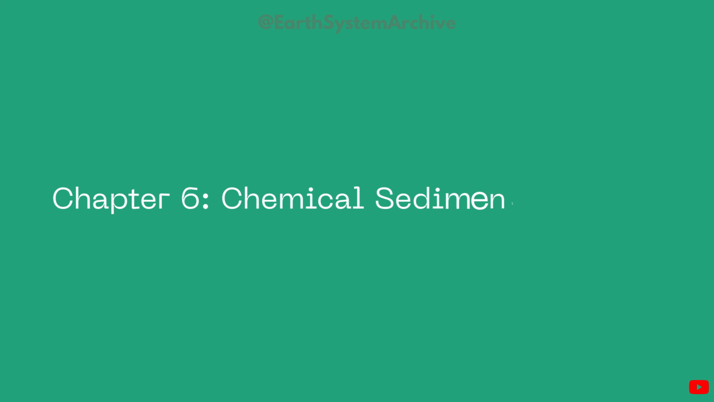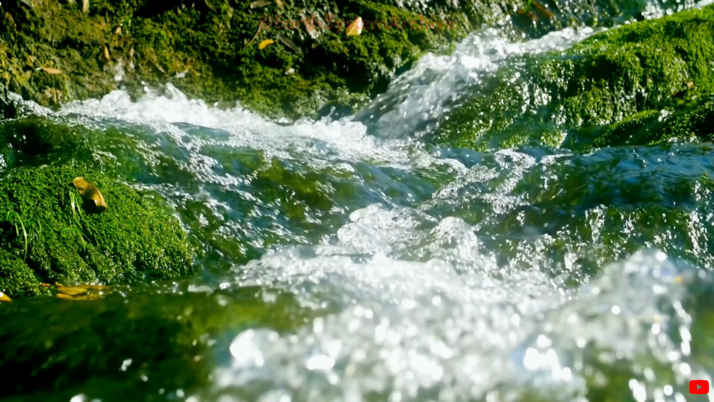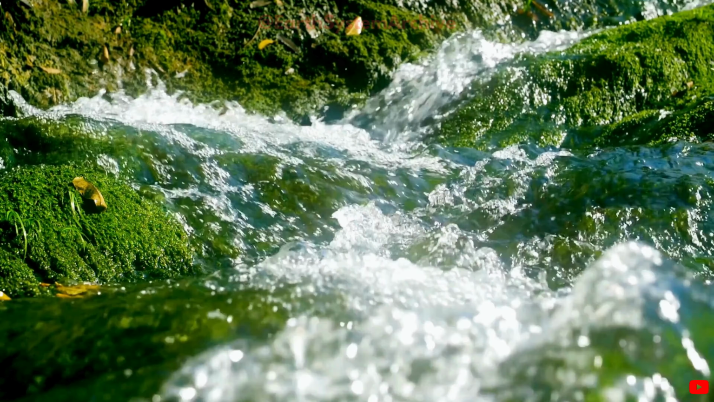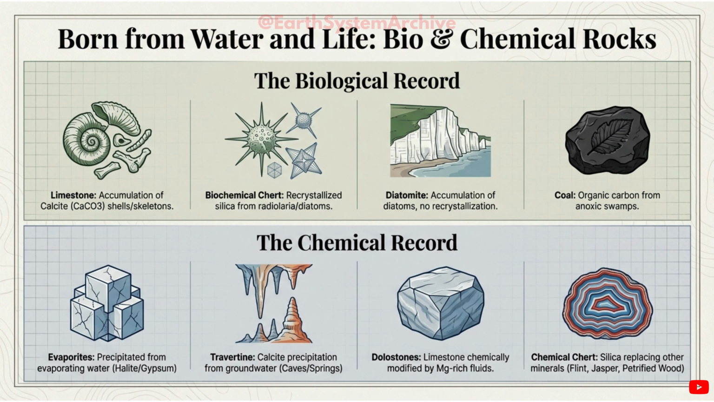Chapter 6. Chemical sedimentary rocks. Chemical sedimentary rocks form when dissolved ions, delivered by streams and groundwater, precipitate as minerals. That's also why seawater is salty. Ions ultimately accumulate in oceans. Evaporites. Evaporites form by evaporation of seawater or lake water, producing halite and gypsum as ion concentration increases. Common in lakes with no outlets or restricted ocean basins.